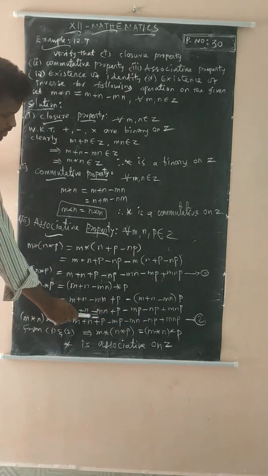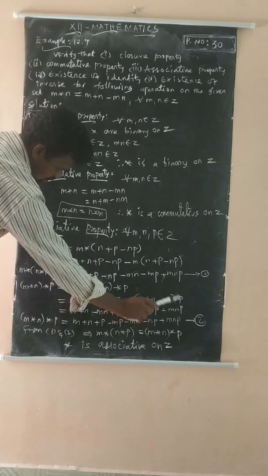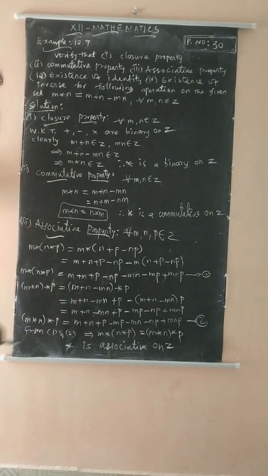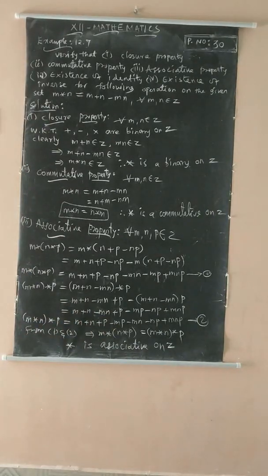From 1 and 2, both are equal. So m star of n star p is equal to m star n, star p. So these two conditions are equal. Therefore star is associative on Z. Star is associative on Z. That is the associative property, students.